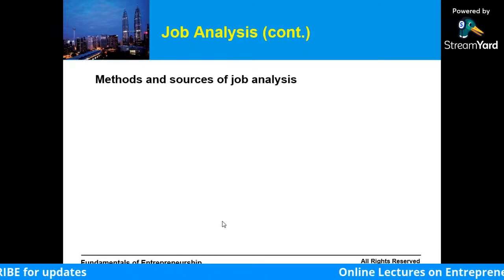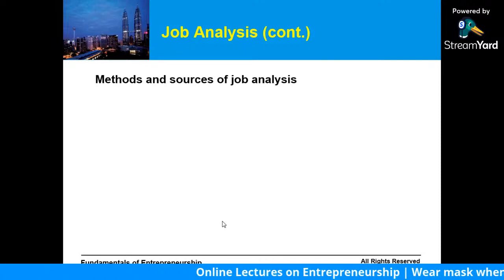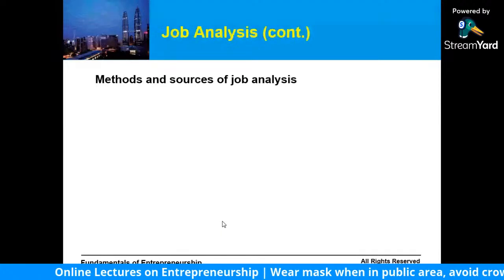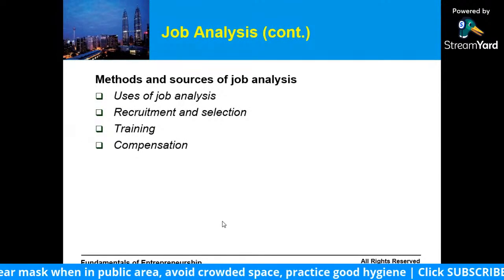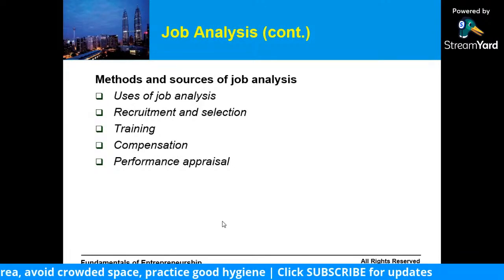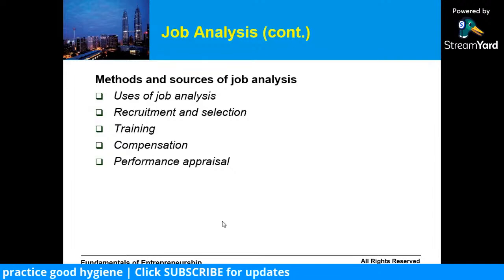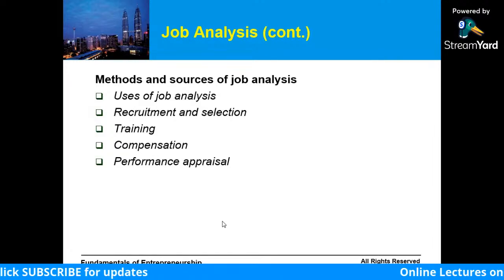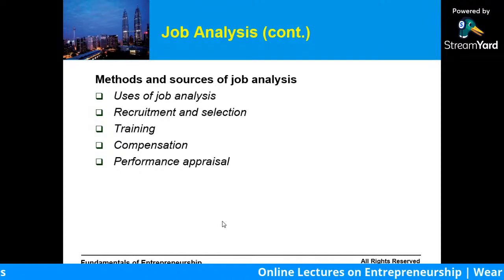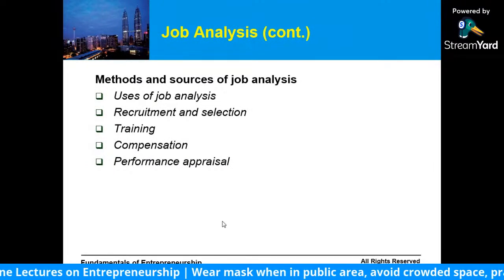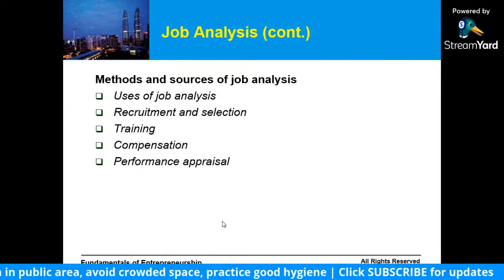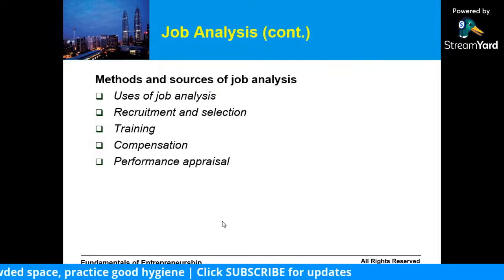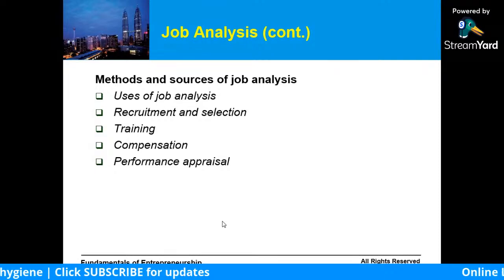Uses of the job analysis. There are 5 methods and sources of job analysis. Uses of job analysis: recruitment and selection, training, compensation, and also performance appraisal. Job analysis helps to perform at least four of the HR functions, for example recruitment and selection, training, the appraisal, and also compensation.